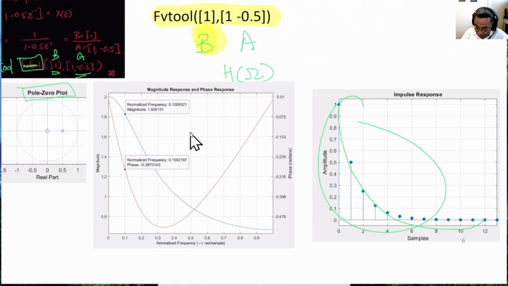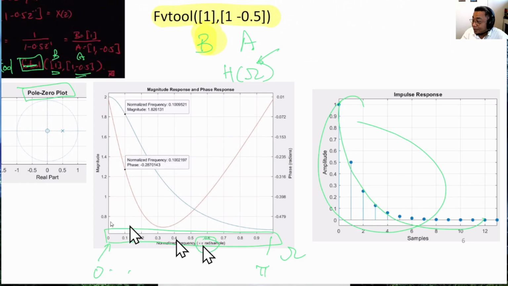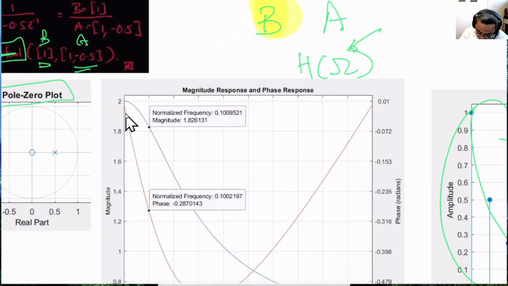And where is this omega? This omega is along here. This is omega from 0 to pi. I draw two lines for you, one a blue line and one a red line. I'm interested in the frequency 0.1 pi, because that is our cosine. So at 0.1 pi, I read these two numbers. The magnitude is 1.826 and the phase is minus 0.28, which is exactly what we have calculated.